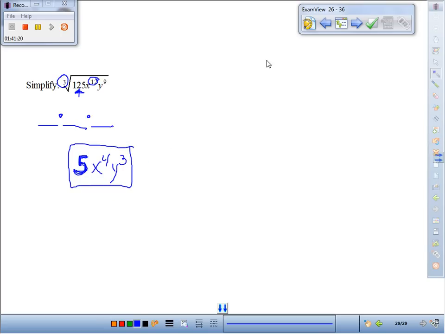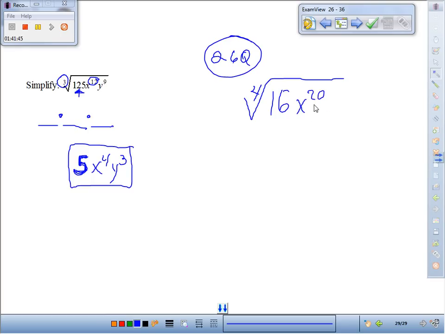Let's do another one of these. Number 26 cubed. Write this down, please. The 4th root of 16 x to the 20th, y to the 8th, and z to the 12th. Simplify that, please. 12. Oh, 8.